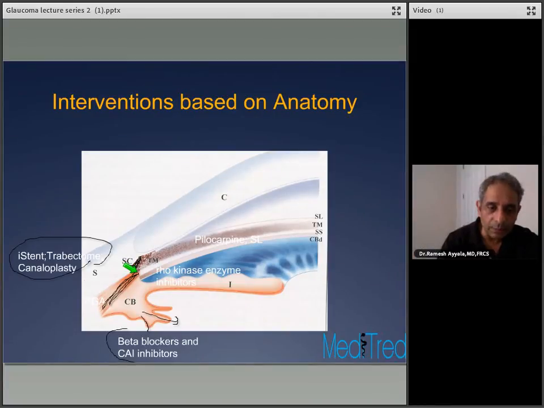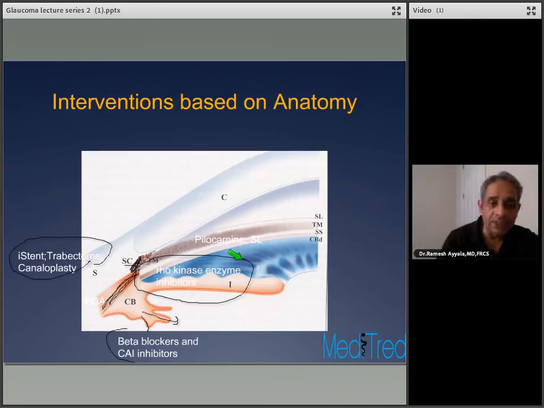Now, within the trabecular meshwork itself, remember I mentioned in the anatomy the beams, the trabeculum itself. So the skeletal structure of the trabecular meshwork itself can be modified to decrease the resistance and increase outflow, and that has led to the new system of glaucoma pressure reduction called the rho kinase enzyme inhibitors, which are undergoing FDA trials as we speak.